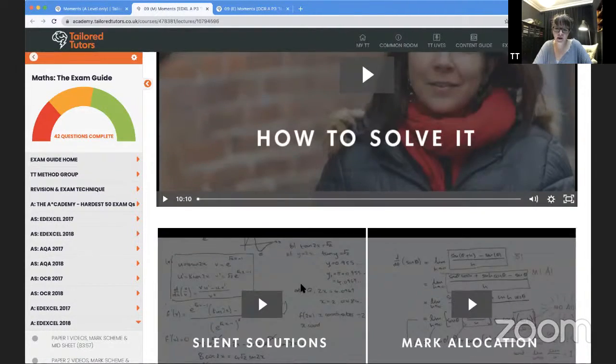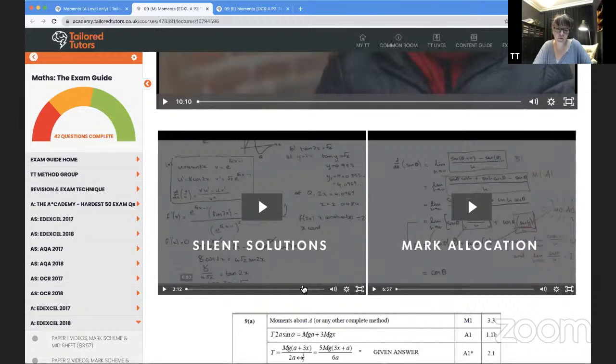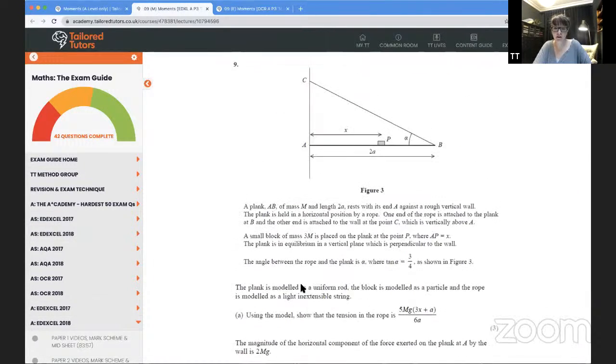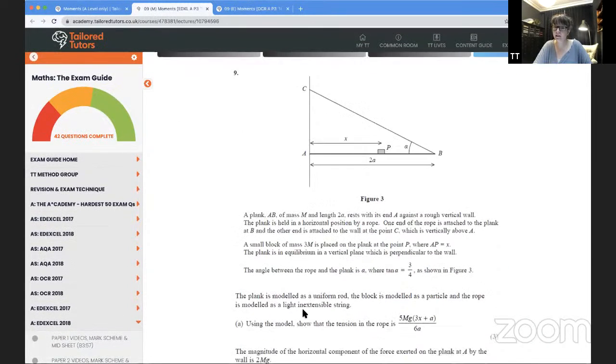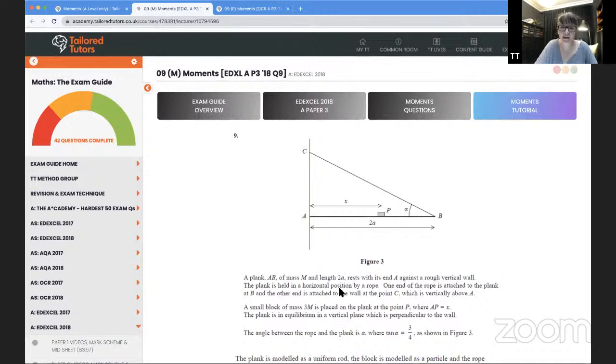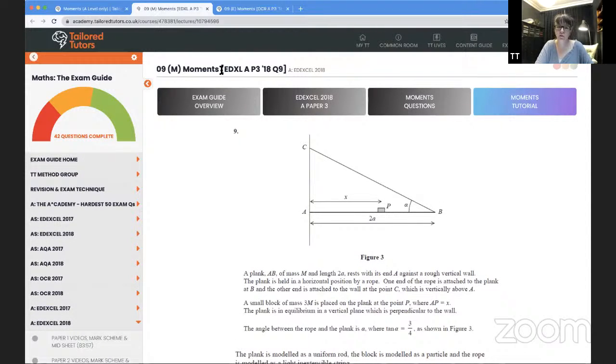You've got the solution there. You've got me talking through it. I think what I am going to do is set you this one as a challenge to work on the method. So this is edXL. If you're watching on YouTube, you can try it. edXL, 2018 A-level paper, paper 3, question 9.